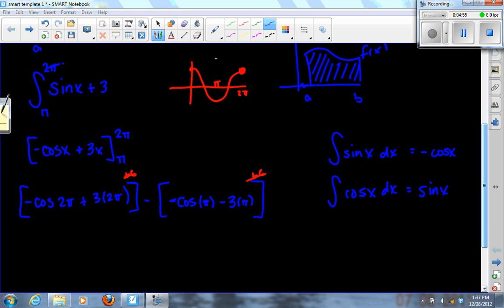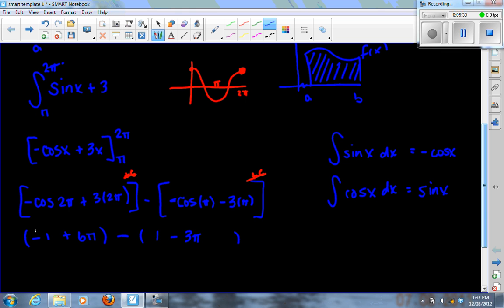I took the liberty to draw you a cosine graph, just so that you could visualize this stuff if you're not good with knowing your trig values by heart. So the cosine of 2 pi is 1. So negative 1 plus 6 pi, minus, and here's where you need to be careful, this is actually one thing here and another thing here. Cosine of pi is negative 1. So negative negative 1 is 1, minus 3 times pi.